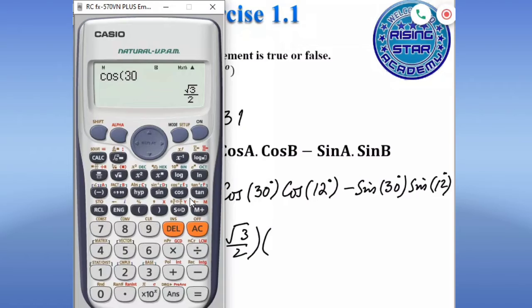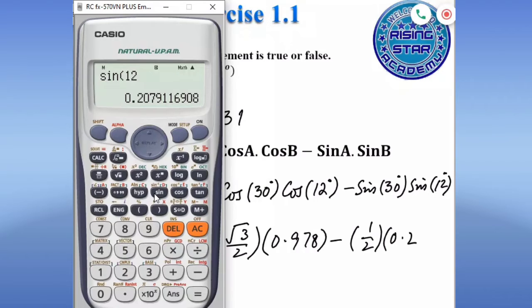Then cos 12. The cos 12 is 0.978 minus sine 30, which would become half. And now we will take sine 12. Sine of 12, that is 0.2079. Now we will simplify it.